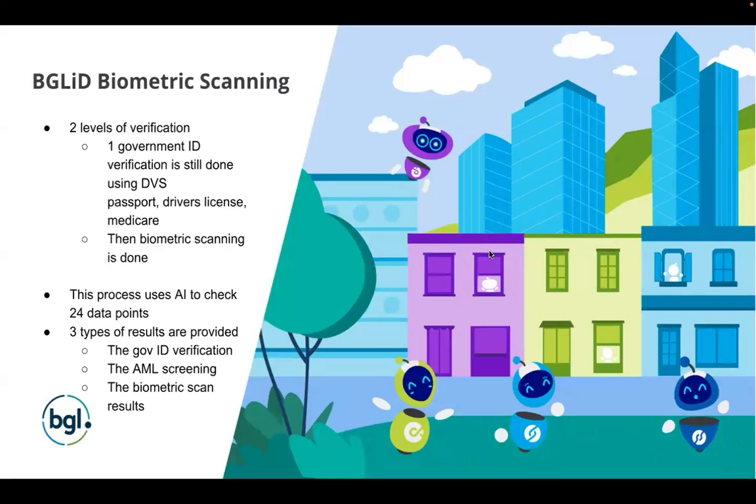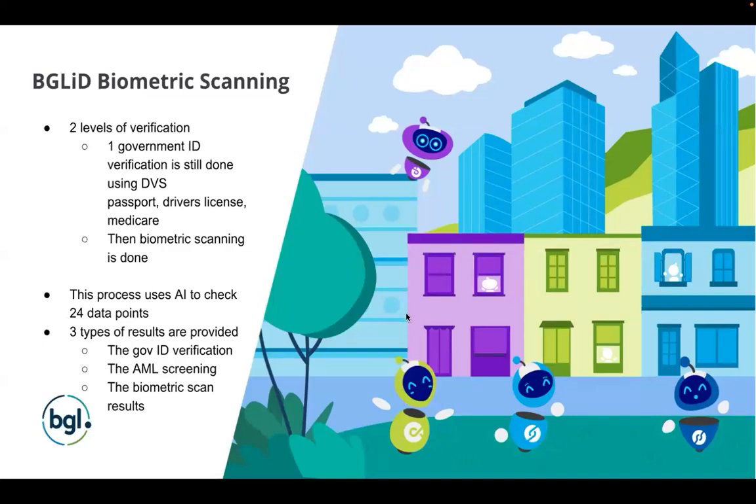So next we'll move on to biometric scanning. So what is biometric scanning? Biometric scanning is the highest level of identity verification. So this goes through the same level one, where we use the government ID to verify that document is legitimate. Then using the image on that document, we will then ask the client to take a selfie, which then gets cross-checked to the image to verify it is a match.